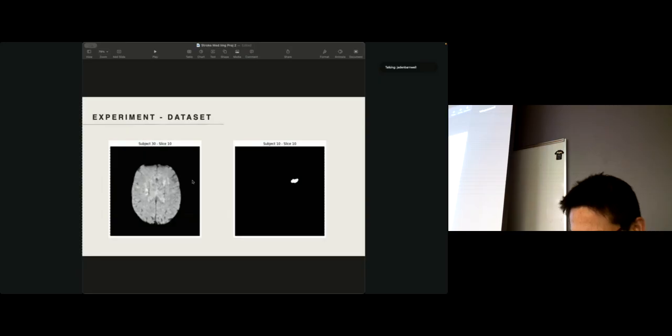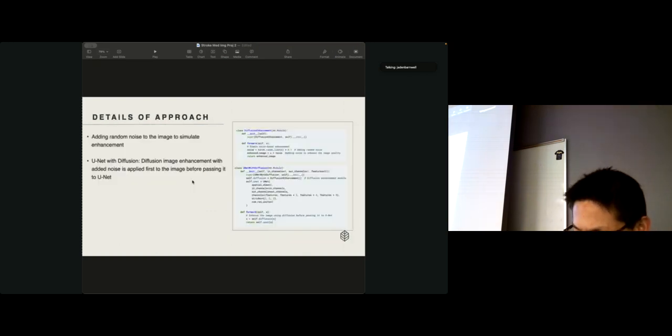For one of the MRI images, there's a 2D slice, and then there's also the subjects, which is at different levels of that slice as well. So this is at 30, and then there's the corresponding mask for that.